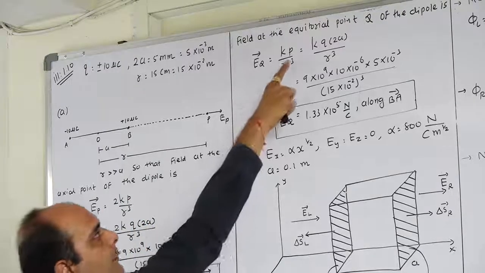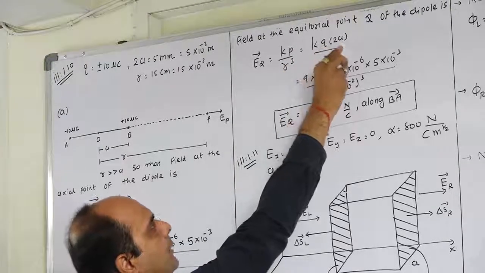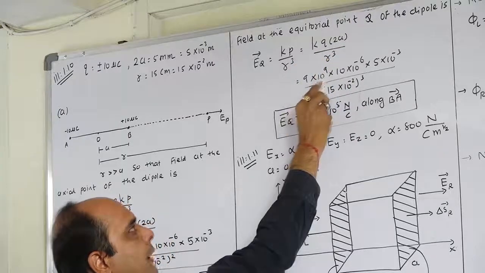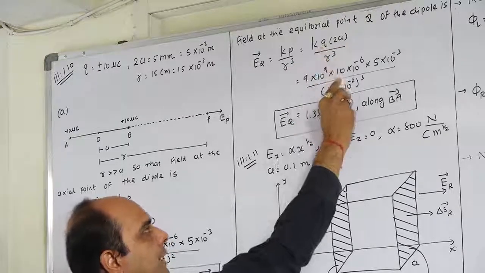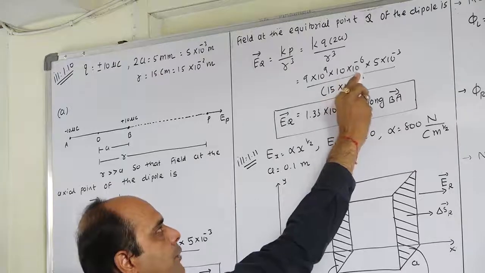So the student, p can again be replaced by q into 2a. Here k is equal to 9 into 10 raised to 9, and q is 10 microcoulomb, 10 into 10 raised to minus 6.